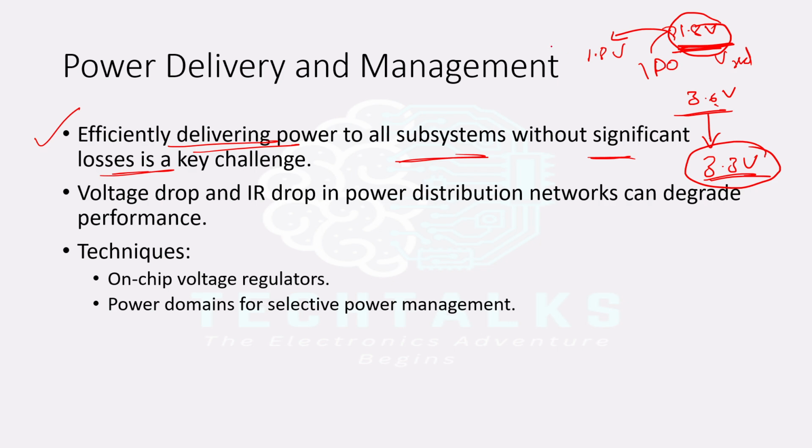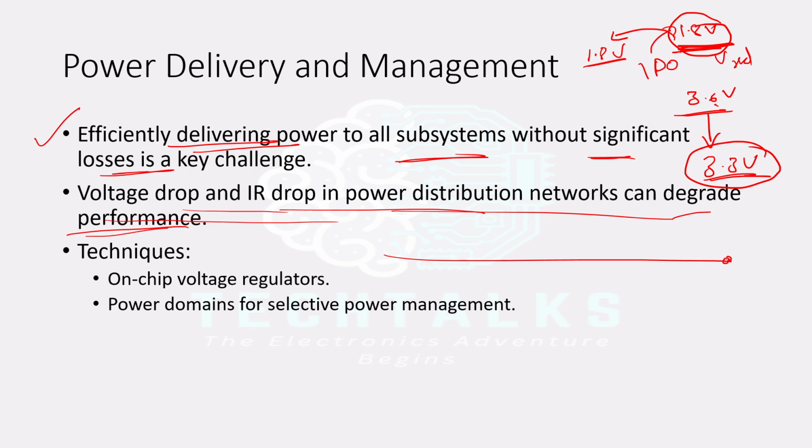So if this supply itself is not 1.8 volts, none of your subsystems will reach 1.8 volts. So none of your subsystems will have a strong digital 1. Not having a strong digital 1 is a big disadvantage, because when it is transmitting data between modules, this might lead to errors. As I have mentioned earlier, voltage drop and IR drop in power distribution networks can degrade performance.